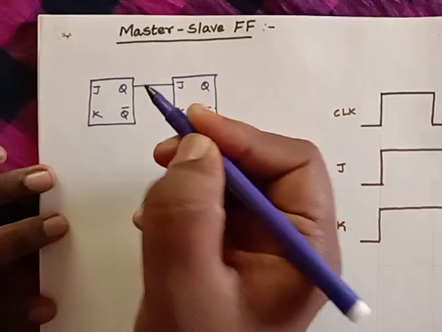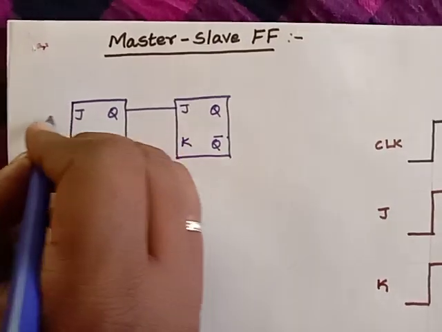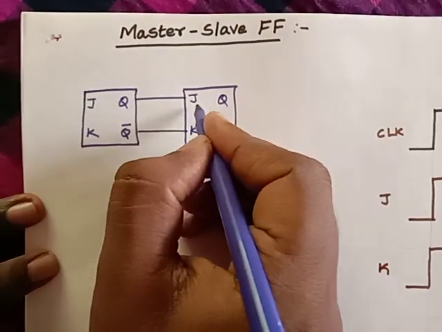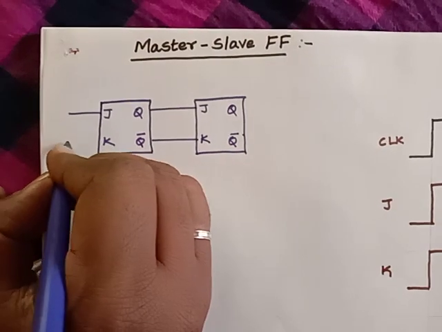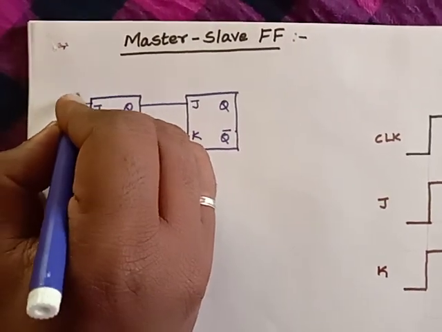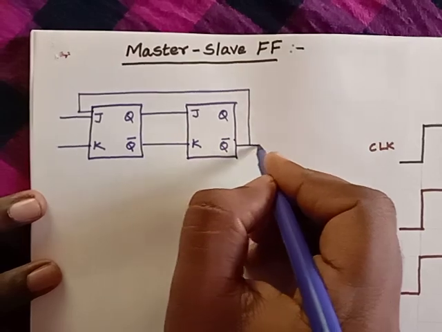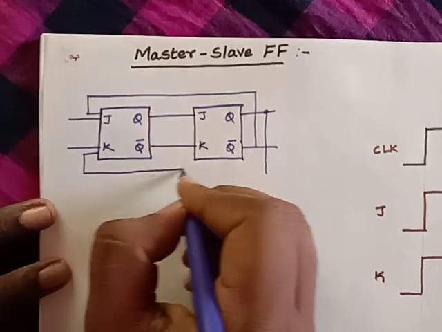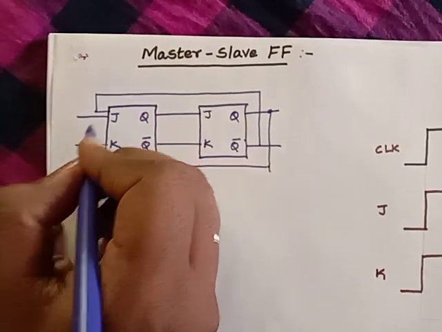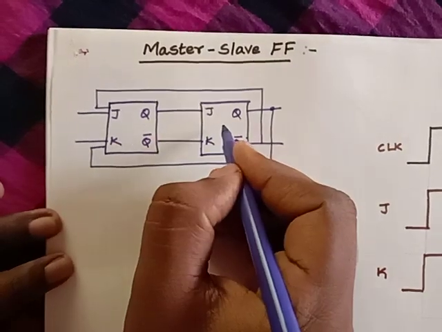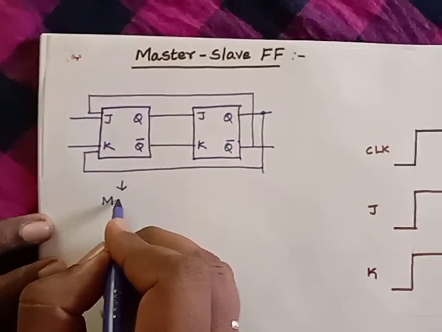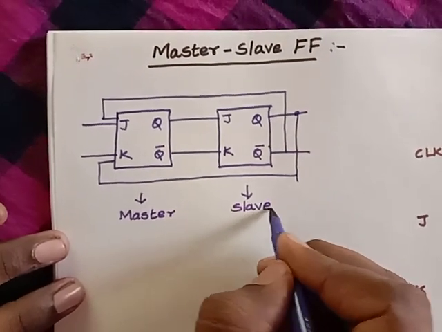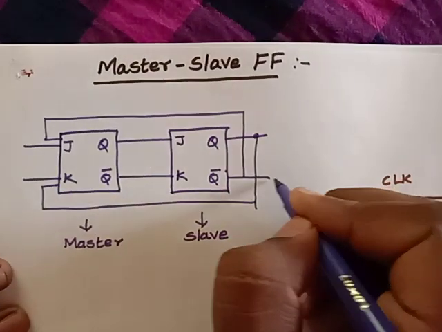Now I am giving this output Q to J and this Q bar to K. That means this output is fed as input to this circuit, and you will have an input at this point. Here I will be connecting this output to this circuit. Here this is taken as input to be connected along with your K. Now this is your J input, K input. Now you'll have two flip-flops. We'll call this the master flip-flop and we'll call this the slave flip-flop. And this is your overall Q and overall Q bar, correct?